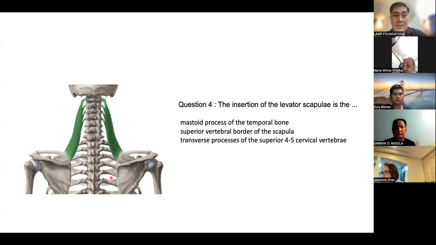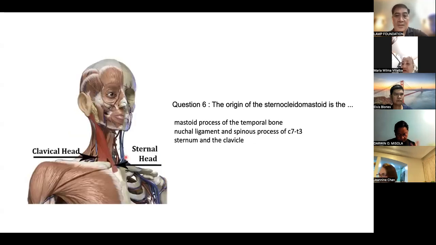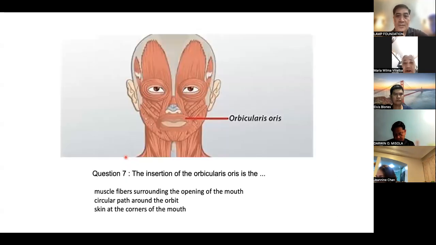Insertion of the orbicularis oculi: circular path around the orbit. So inulit mo lang yung sagot mo kanina. Ito yung sagot mo sa origin, tapos ito rin sagot mo sa insertion. Get the point? So dapat magkaiba. Origin of the sternocleidomastoid: sternum and clavicle. Yeah, very good.